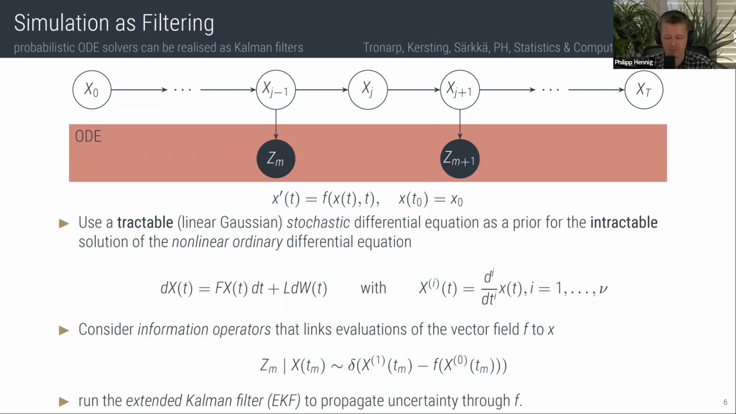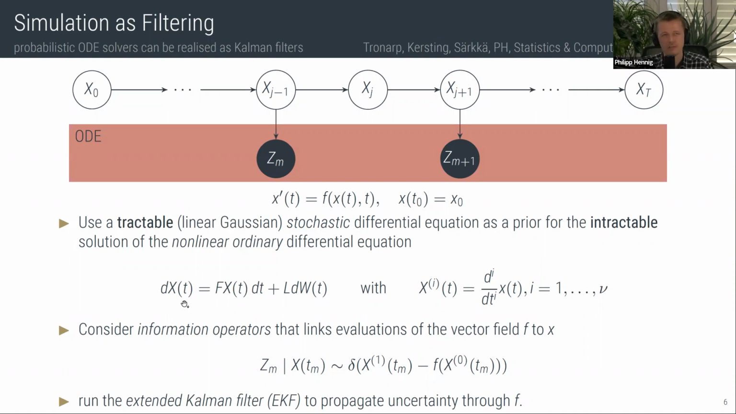So the first entry in the vector, the zeroth entry, is the solution, the first entry is the derivative, the second entry, and so on. And then we describe our prior. So usually, in regression, you would write p(x) is a Gaussian process with mean and covariance.